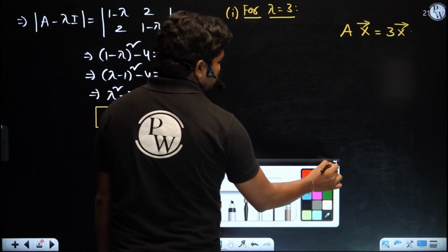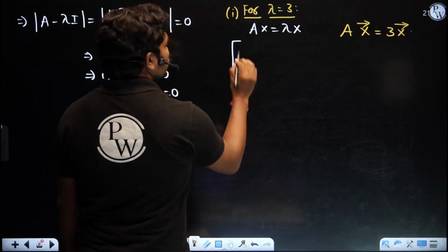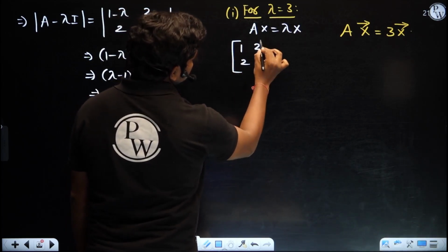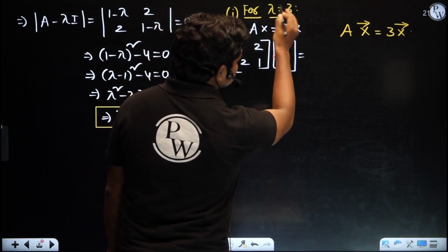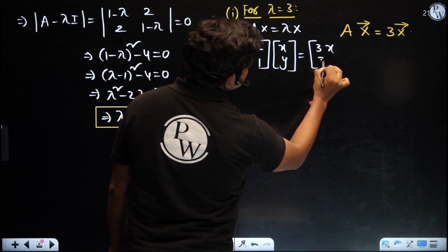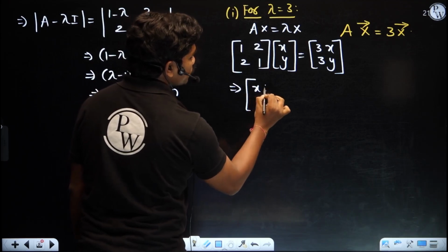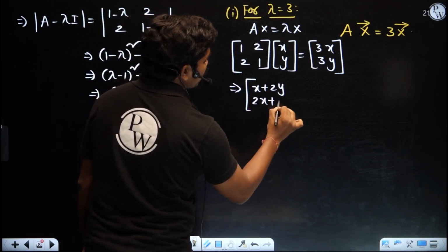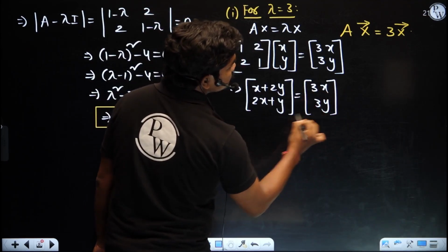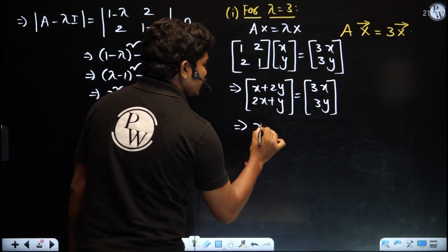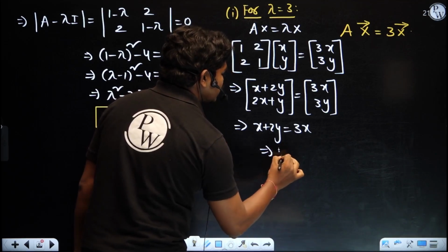Now let us apply our definition: Ax is equal to lambda x. So whenever you take the matrix 1, 2, 2, 1 and the point x, y, lambda is 3, so you get 3 times x and 3y. If you simplify this, x plus 2y and 2x plus y is equal to 3x, 3y. So x plus 2y is equal to 3x. This implies y is equal to x from this equation.